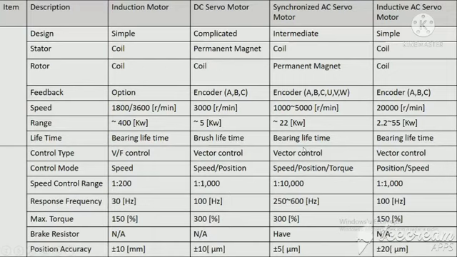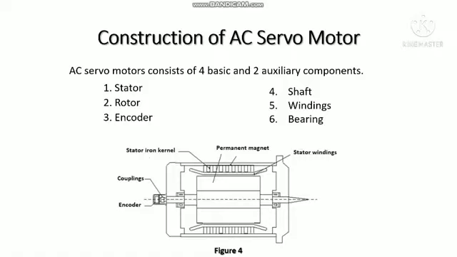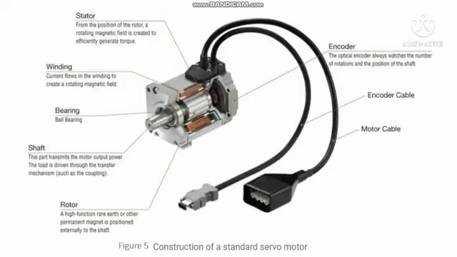There is a table showing a lot of differences between the induction motor, DC servo motor, synchronous AC servo motor, and inductive or asynchronous AC servo motor. In this presentation, we mention asynchronous AC servo motor and synchronous AC servo motor in more detail. My topic is the construction of the AC servo motor. AC servo motors consist of four basic and two auxiliary components: stator, rotor, encoder, shaft, winding, and bearing.